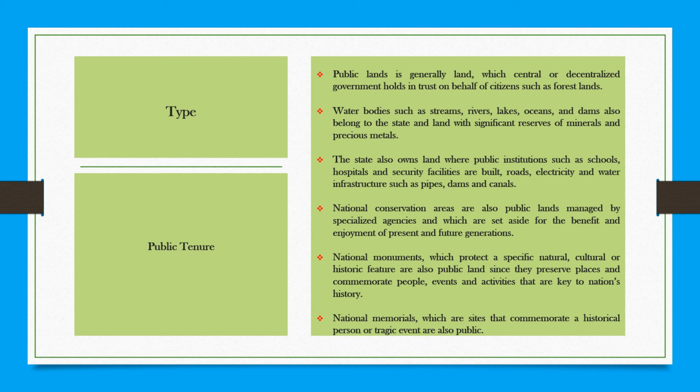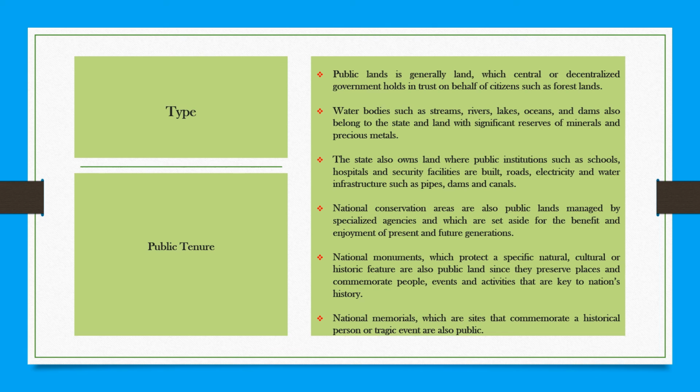But the state also owns land where public institutions such as schools, hospitals, and security facilities are built. Roads, electricity, and water infrastructure such as pipes, dams, and even canals. All these are also public land because these are public institutions and these are government institutions, so that is also public land.